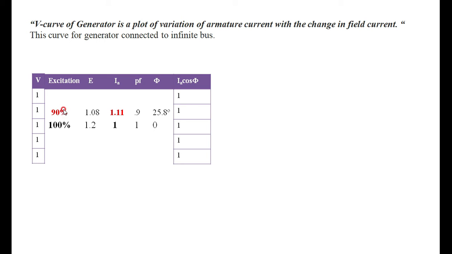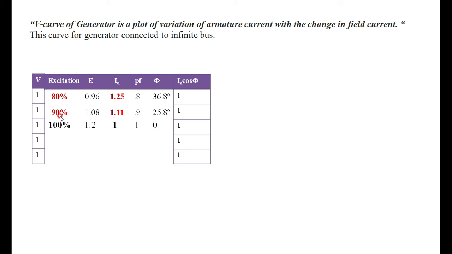Further, I am reducing the excitation from 90 to 80%. Then what I am getting here is 0.96, that is the voltage, because for 100% it is 1.2 and for 80% it is 0.96. Then I am assuming that by decreasing the excitation, my power factor is moving from 0.9 to 0.8. Once again, Ia cos phi is 1, cos phi is 0.8, therefore I is 1.25. Then the corresponding angle is 36.8.